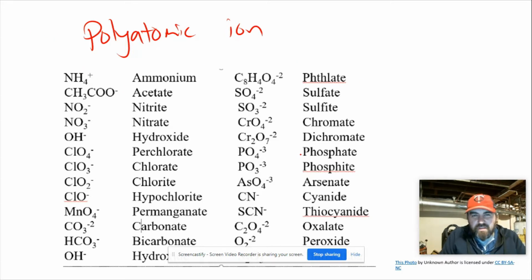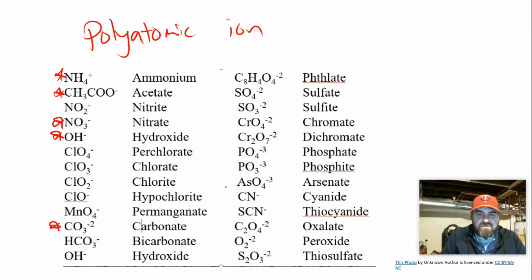So do we need to know all these? No. Here are the important ones. NH4, ammonium, important. CH3COO, acetate, important. NO3, nitrate, important. OH, hydroxide, important. Skip all these. CO3, carbonate, important. OH, hydroxide again for some reason. That doesn't make any sense. Why would it have it twice? Whatever. SO4, sulfate, important. PO4, phosphate, important. Everything else, you could take it or leave it. We'll see it sometimes, but it's pretty rare that you'll see problems that have any of the other ones.